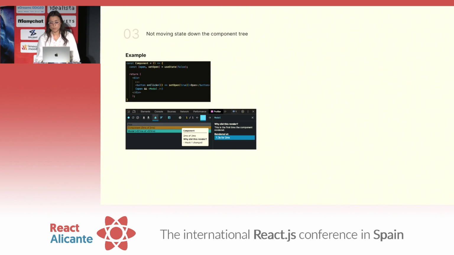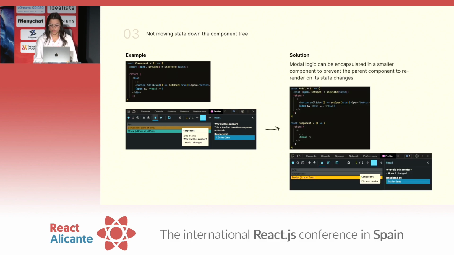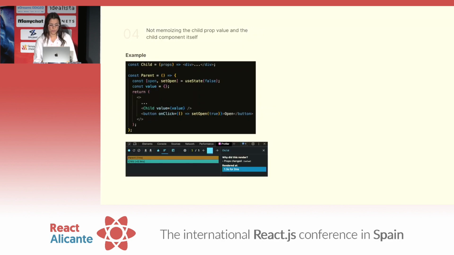Number three, not moving state down the component tree. In this example, you can see that the component has model state in it, so any change to the state would cause both component and model to re-render. The better approach here is to move the open state to the model, as logically it is connected to it, and not to the component. In this way, the state change won't trigger a re-render of both components, but only the model. That is what you can see also in the recorded profiler session.